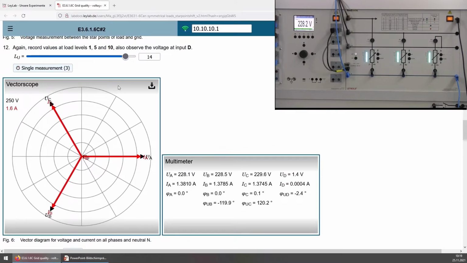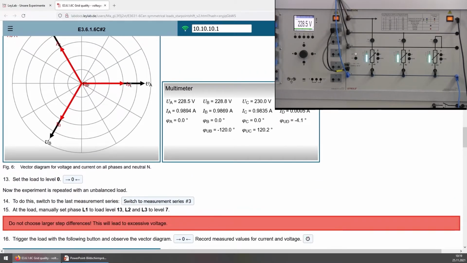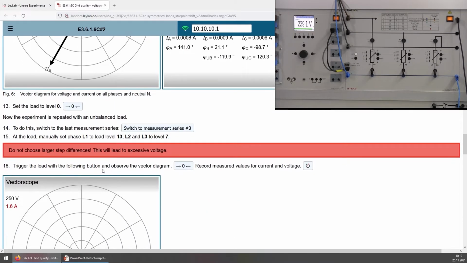The lab doc asks us to do 3 measurements again, at 1, 5, and load level 10. Okay, after doing all the measurements, we will turn off the load. And now comes the interesting part: repeat this experiment with an unbalanced load. I will switch to the next measurement series.